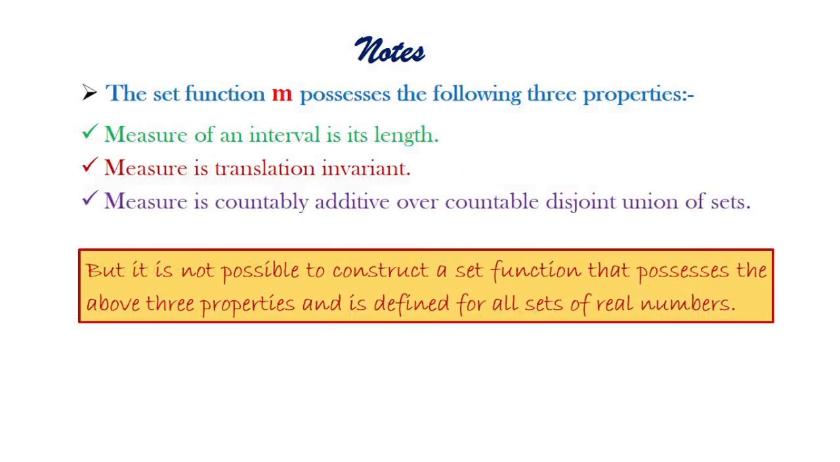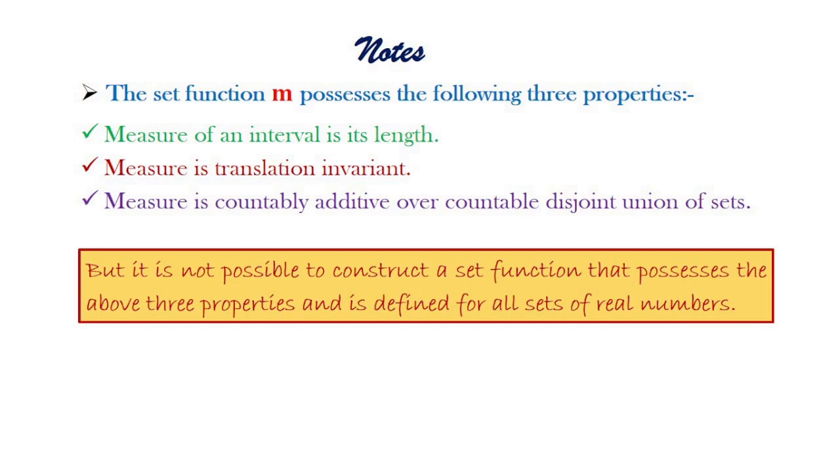We need to verify the following properties. We target these three properties for the Lebesgue measure m. First, the measure of an interval is its length, because the already existing concept should remain the same. Second, measure is translation invariant. That means if you shift the origin, it doesn't vary. Third, measure is countably additive over countable disjoint unions of sets. That means if you apply measure on the union of disjoint sets, it will be equal to the summation of the measures of the sets.